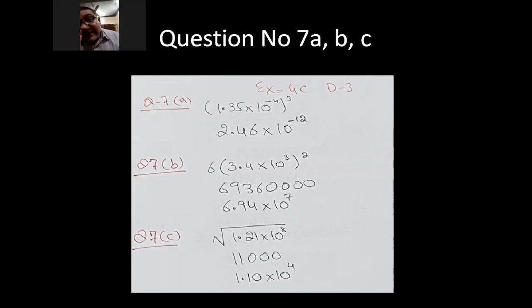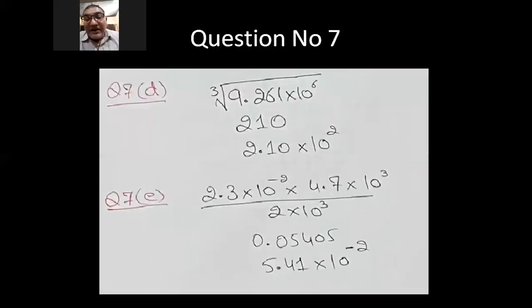For question number 7 C part, we have the square root of 1.21 x power 8. In your calculator, you will press square root and then enter these values: 1.21 multiplied by 10 raised to power 8, equals, and approximately the answer will be 11,000. When you round it off to 3 significant figures, it becomes 1.10 x power 4. So this is how you will do question number 7. We are done with the A, B, and C parts. Okay, let's start the next one.